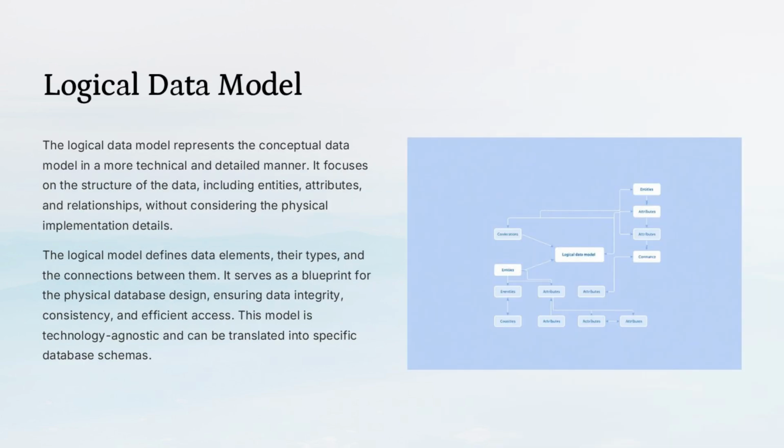The physical data model specifies the actual database design, including tables, columns, data types, and relationships. It translates the logical data model into a format that can be implemented in a specific database management system. The physical model focuses on improving database performance through techniques like indexing, partitioning, and denormalization. It considers hardware and infrastructure requirements to ensure the database can efficiently handle the expected workload.